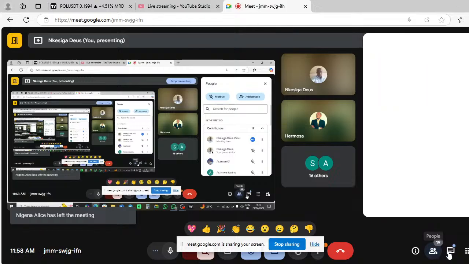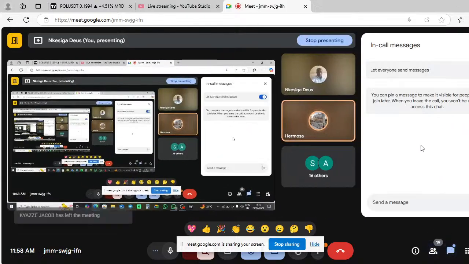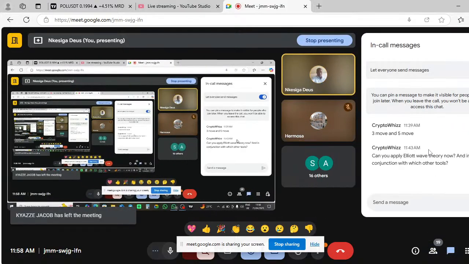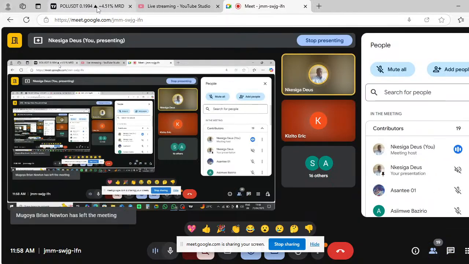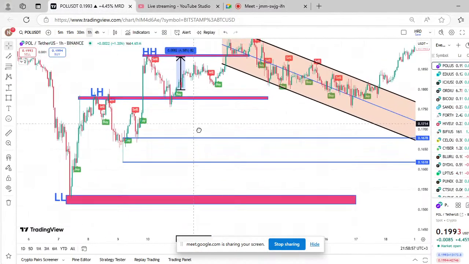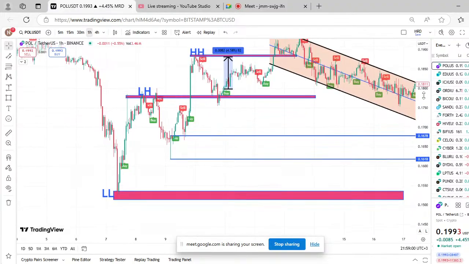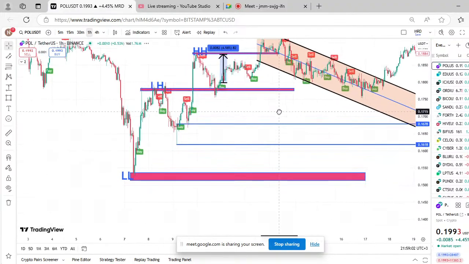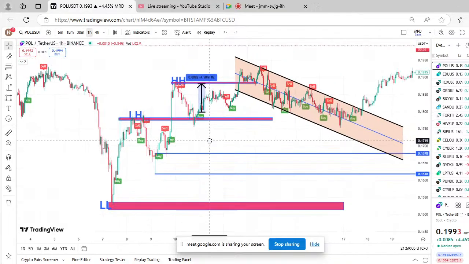I see some questions in the messages there. It is saying, can you apply Elliott wave theory now, and in conjunction with which other tool? Maybe by drawing it manually, but I think, okay, we can apply it here. We can apply the Elliott wave here if we want to.